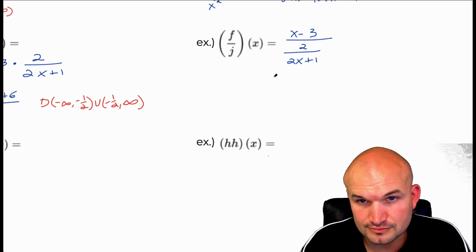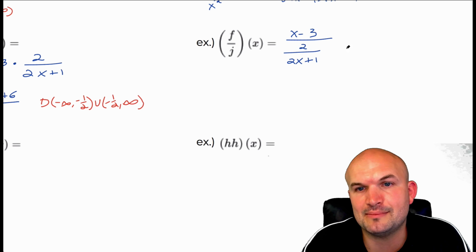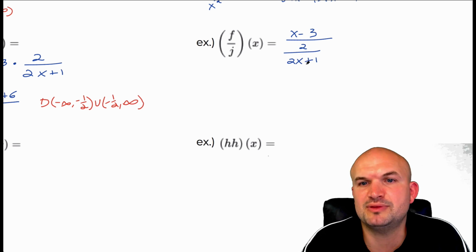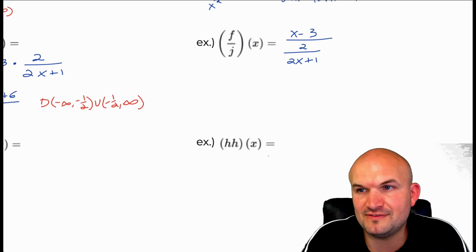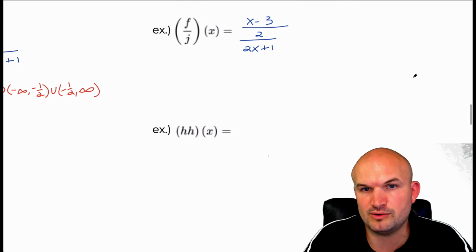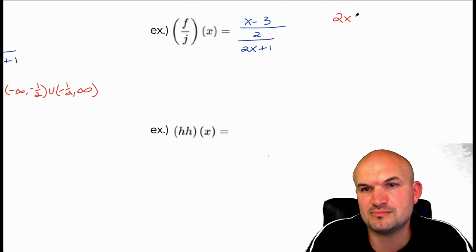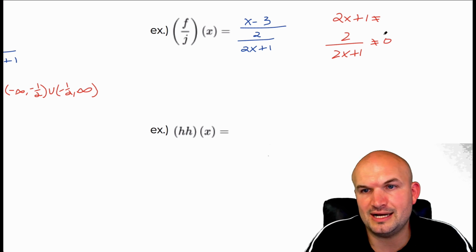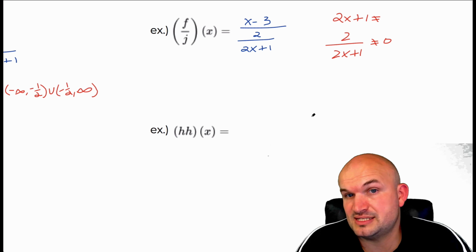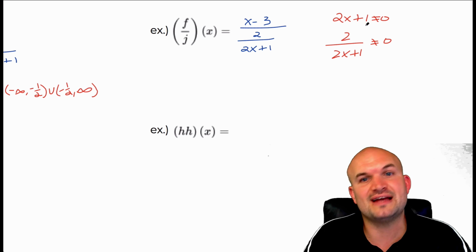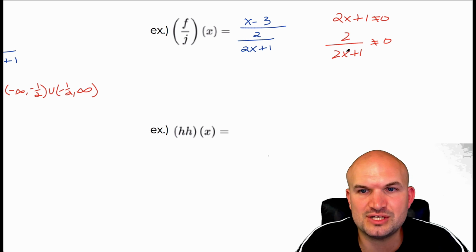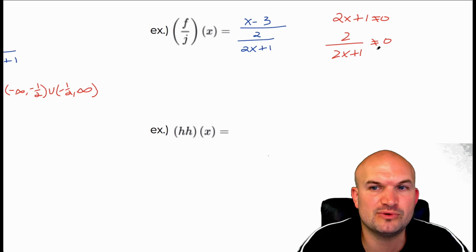We know that 2x plus 1 cannot equal 0, right? So we know that's going to be a part of our domain. But then also we have this example. So we basically have two restrictions here that we're going to want to write. Our first one is that 2x plus 1 cannot equal 0. But then also 2 over 2x plus 1 cannot equal 0, right? I mean, that's basically what we have here. And fortunately, when we solve for this one, we are already aware of that domain restriction. And obviously, when we solve this one, you multiply by the 2x plus 1 on both sides to get rid of the fraction.